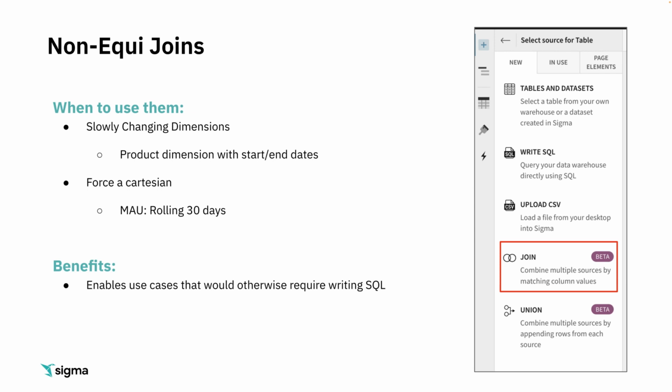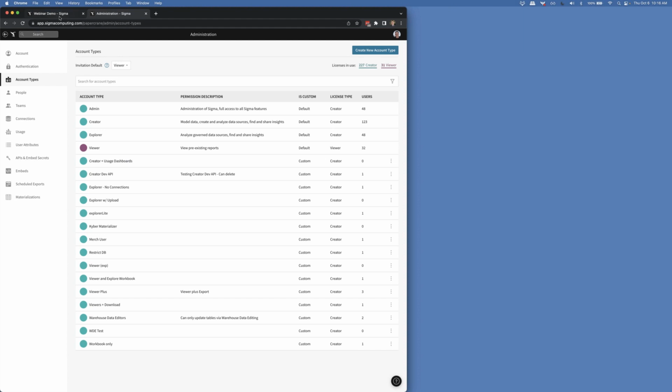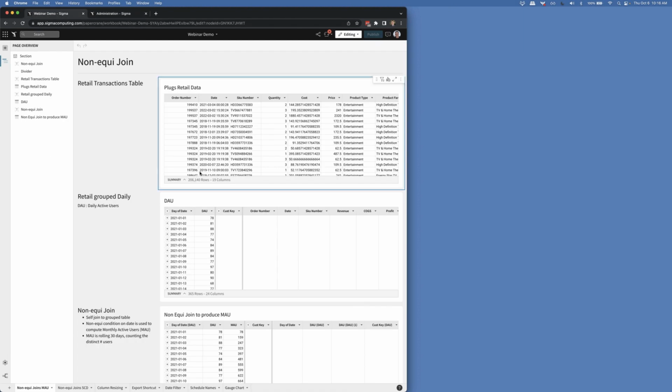So the benefits here are, without this feature, you may be stuck, or you may be able to do it in Sigma. You can still write SQL, so you always have an escape hatch, if you will, to harness the power of SQL for any kind of use case. But certainly having this feature native in the product makes it a lot more accessible. So let's take a look at these two different non-Equi Join use cases. We're going to start off with the one for daily active users and monthly active users.